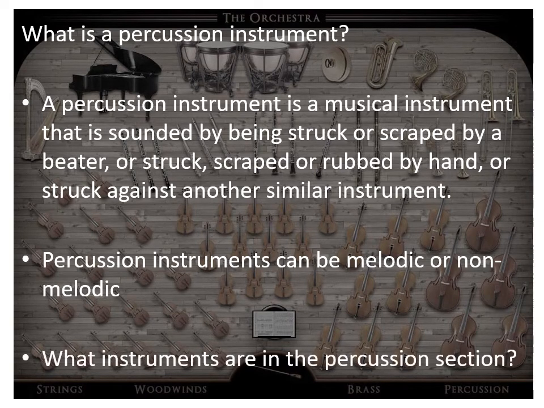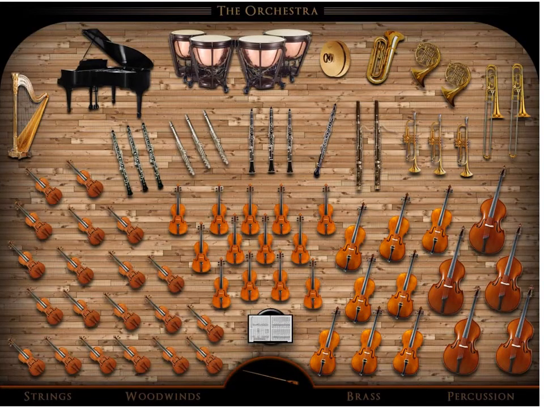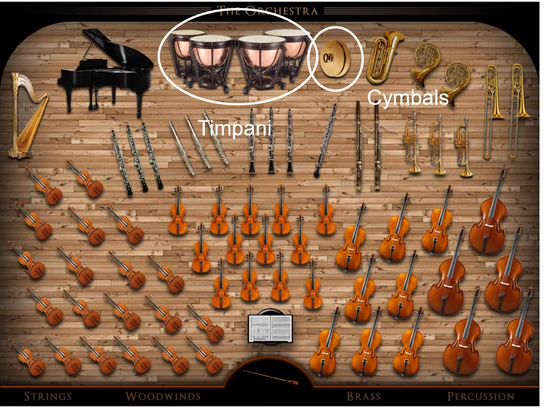What percussion instruments might we find in the orchestra? Well, in this orchestra we have cymbals, we have timpani, which is this collection of kettle drums, and we have a piano. Now the percussion section in an orchestra is always going to be different. It depends on the instruments that the composer wanted to be played in the percussion section. So sometimes you might see a tambourine, sometimes you might see a triangle. It really depends on what the composer wanted.